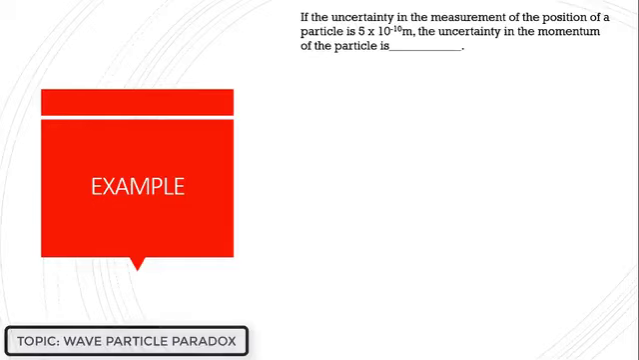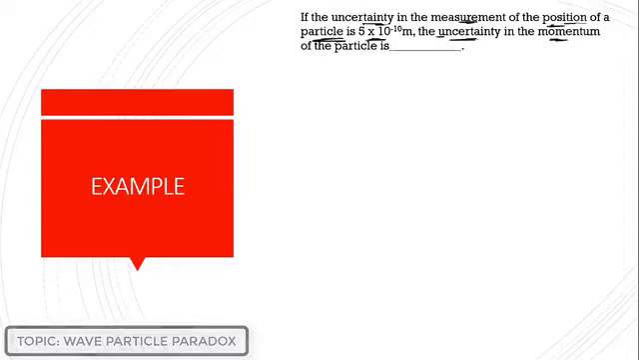At this point, let's look at this question that says, if the uncertainty in the measurement of the position of a particle is 5 times 10 raised to the power minus 10, we're asked to calculate the uncertainty in the momentum of that particle.